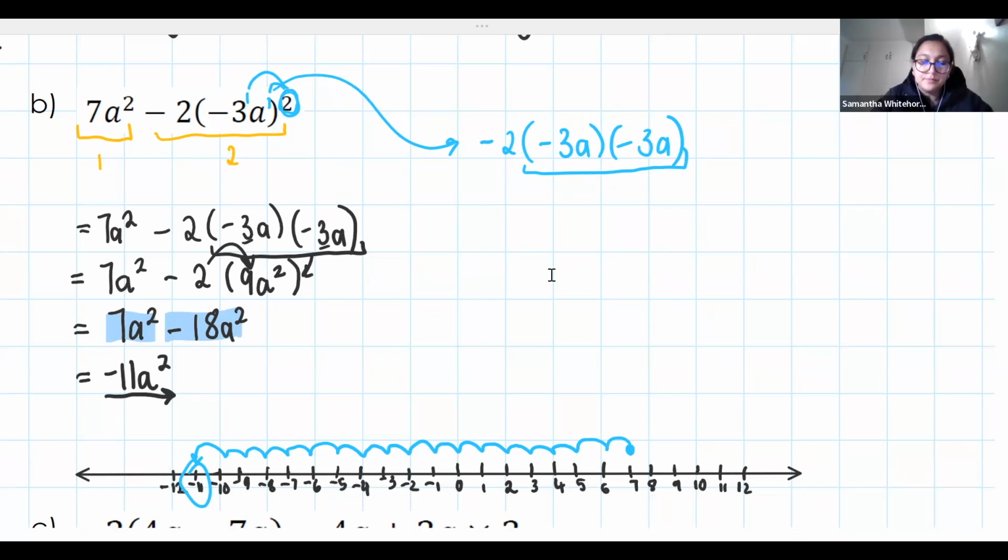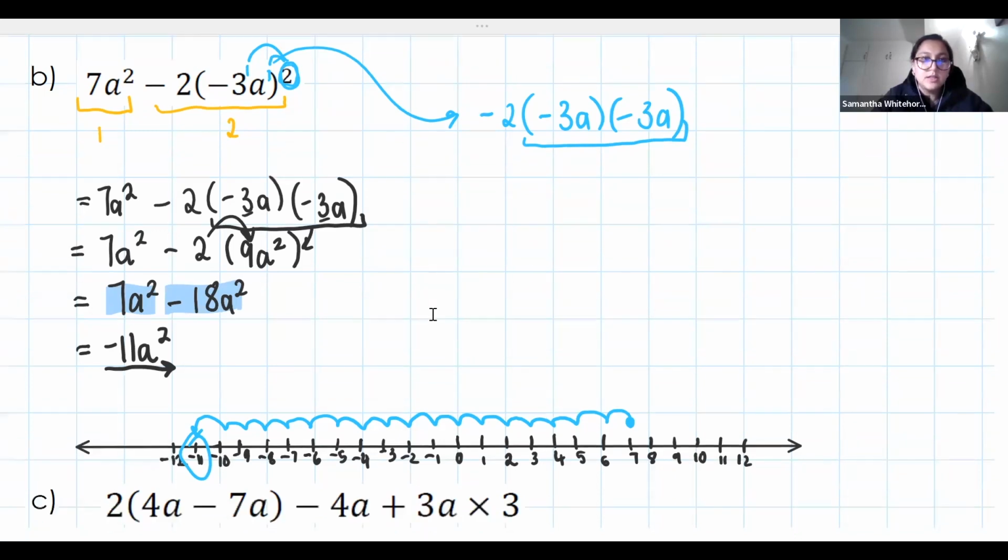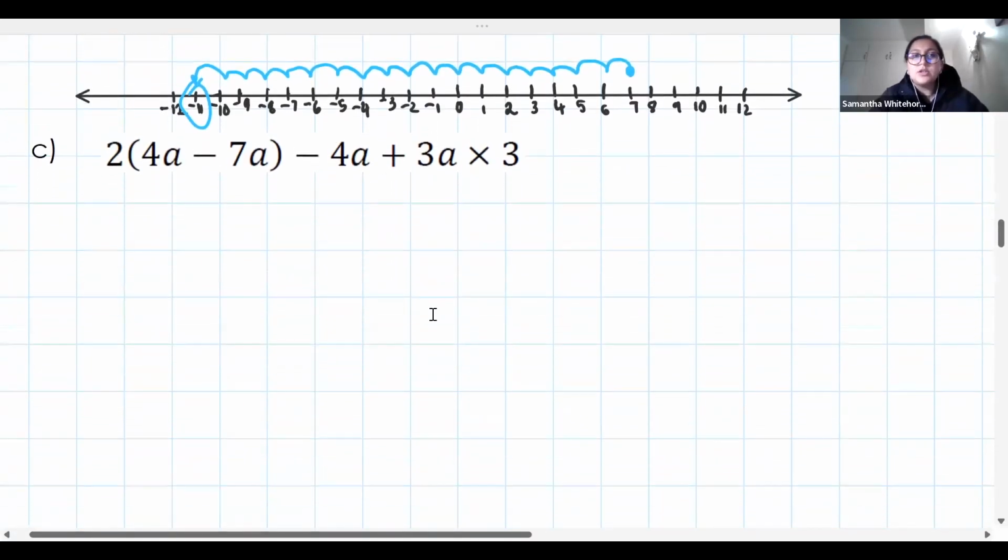Alrighty. Hope we've all got our screenshots. So I want you to try C by yourselves. Identify your terms, simplify each term, and then add and subtract your like terms. It's really important that we are able to do this. So give it a try, put your answers in the chat, and let's see what we end up with.